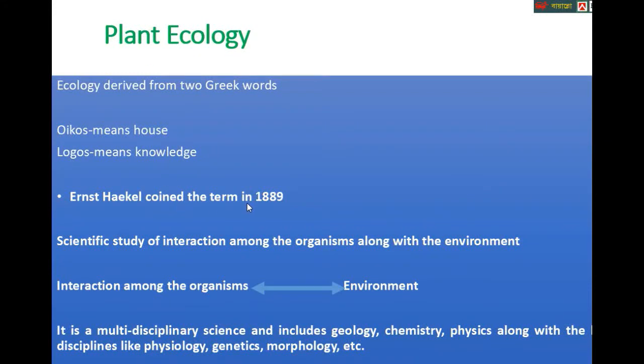Ernst Haeckel, a German zoologist, first coined the term ecology in 1889. Ecology is the scientific study of interaction among the organisms along with the environment. That means it is a branch of biological science which deals with the interaction of plants with the environment.